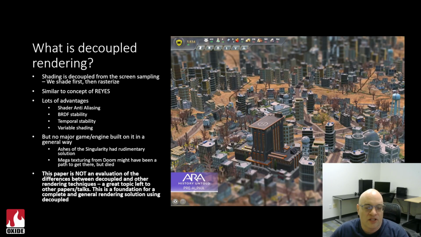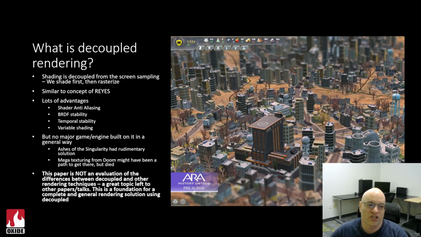So let me start with explaining what decoupled rendering is. There are a lot of terms that go around the industry. Some people call this texture space rendering, some people call it object space rendering. I've called it that in the past. But we like to call it decoupled rendering because that's sort of the superset explanation.